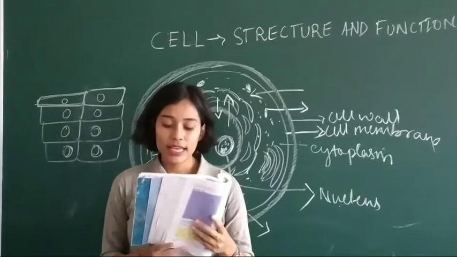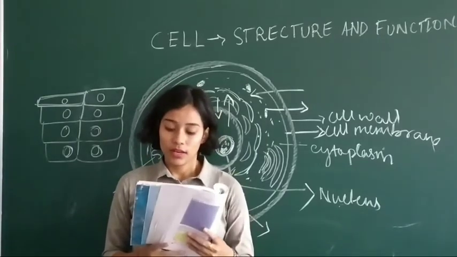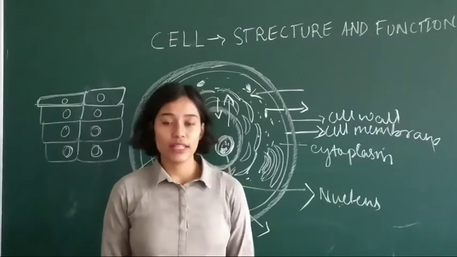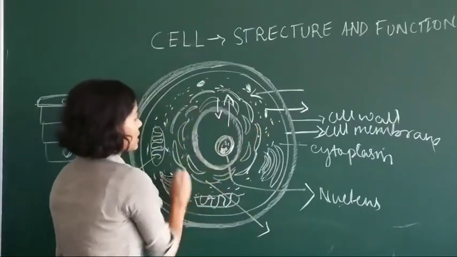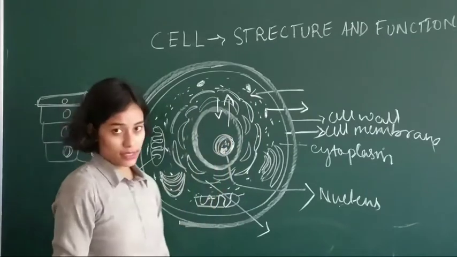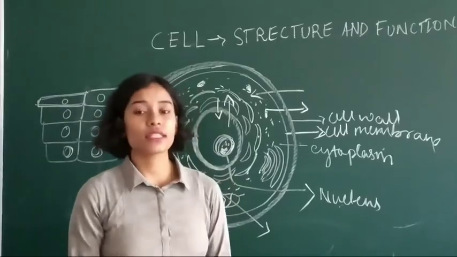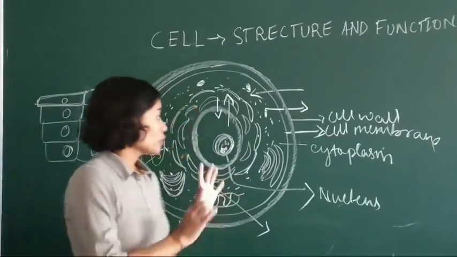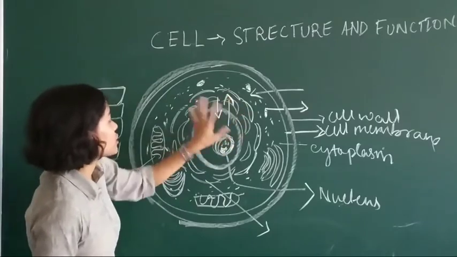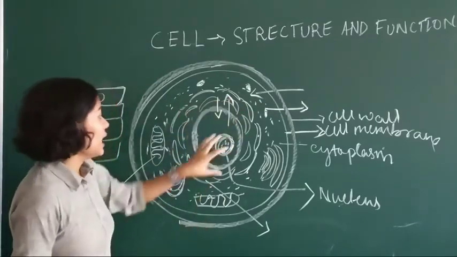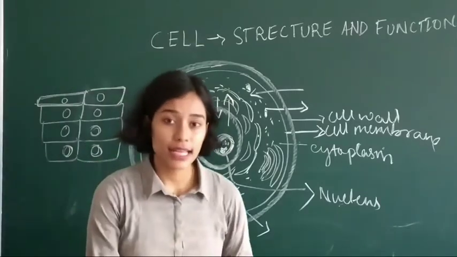The entire content of a living cell is known as protoplasm. It includes the cytoplasm and the nucleus. Now see, the protoplasm includes this cytoplasm and nucleus. Protoplasm is called the living substance of the cell. All together, this nucleus and cytoplasm is called protoplasm, the living substance of the cell.